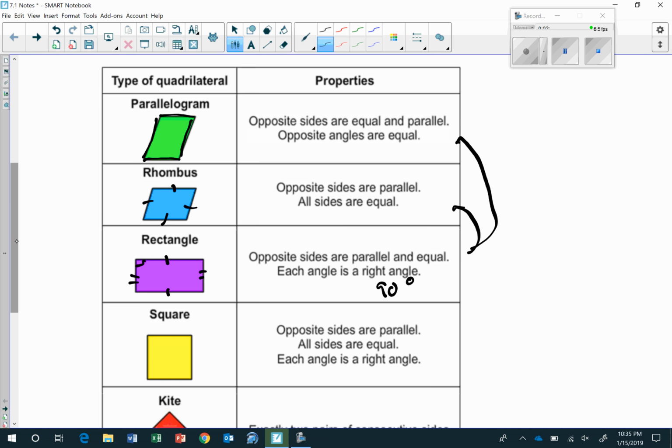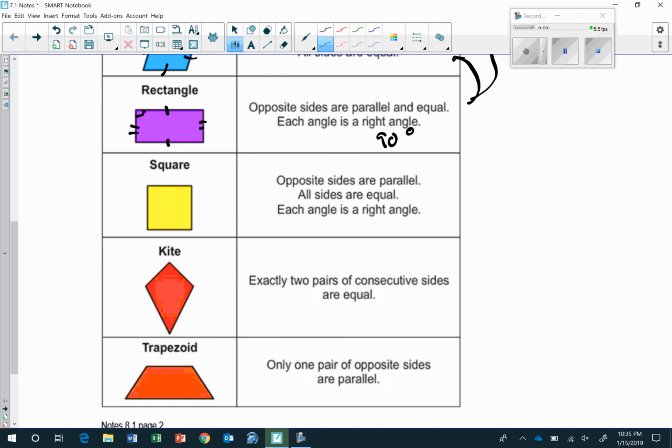Our next example is a square. And then what separates a square from a rectangle is that a square has all sides equal. So for a rectangle, the opposite sides are equal. For a square, all the sides are equal. And each angle is 90 degrees.